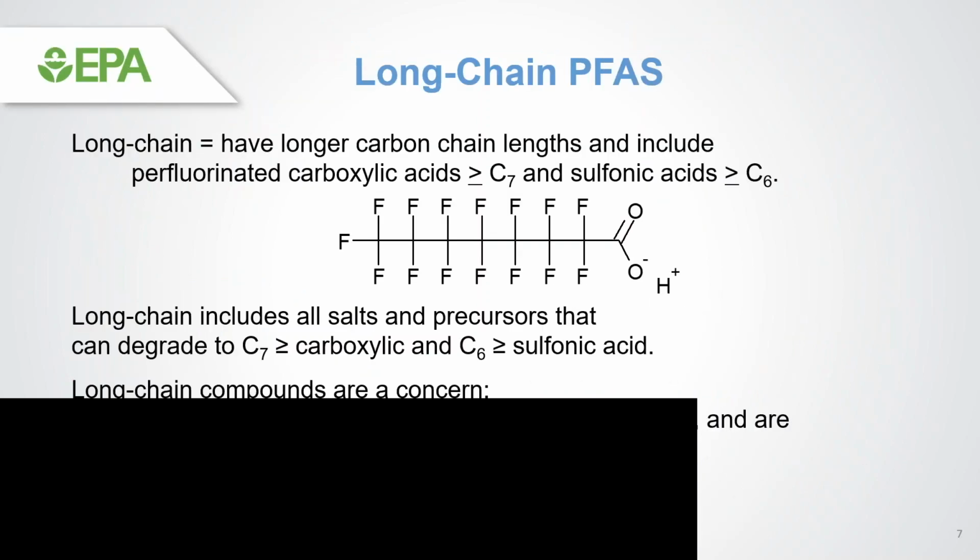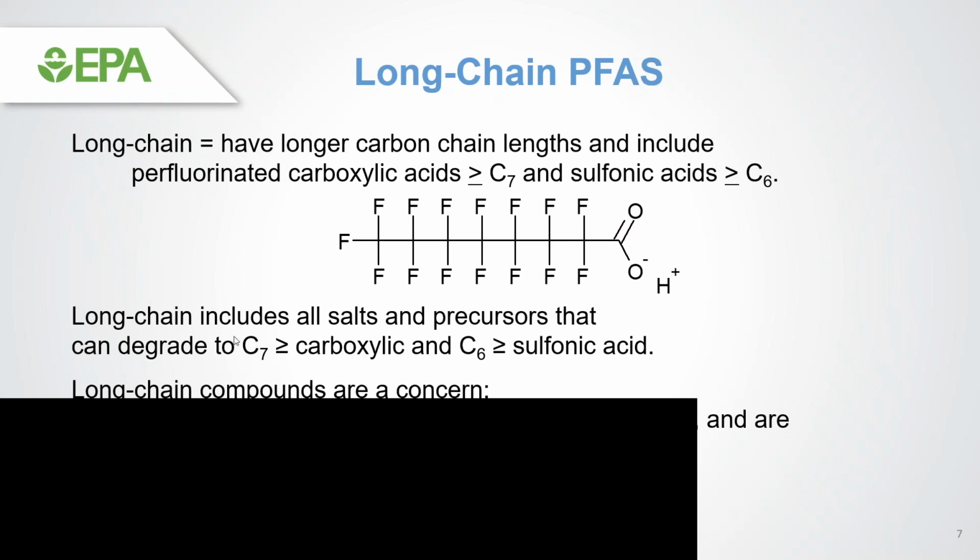Generally, PFAS chemicals have been broken down into what we call long chain chemicals. Those are perfluorinated compounds greater than C7 for the carboxylic acids and greater than C6 for the sulfonic acids. These long chains include all the salts and precursors associated with them and can degrade ultimately to these terminal end products, these very stable alkyl acids.